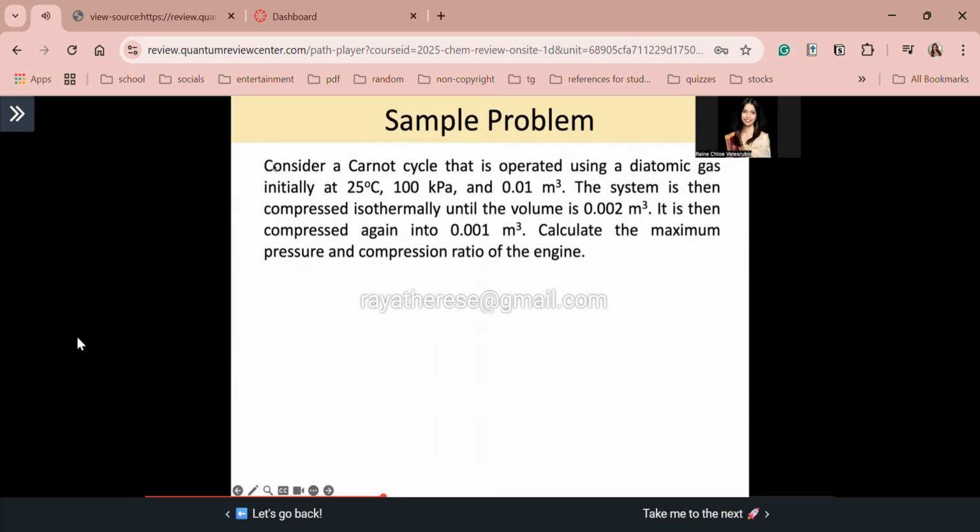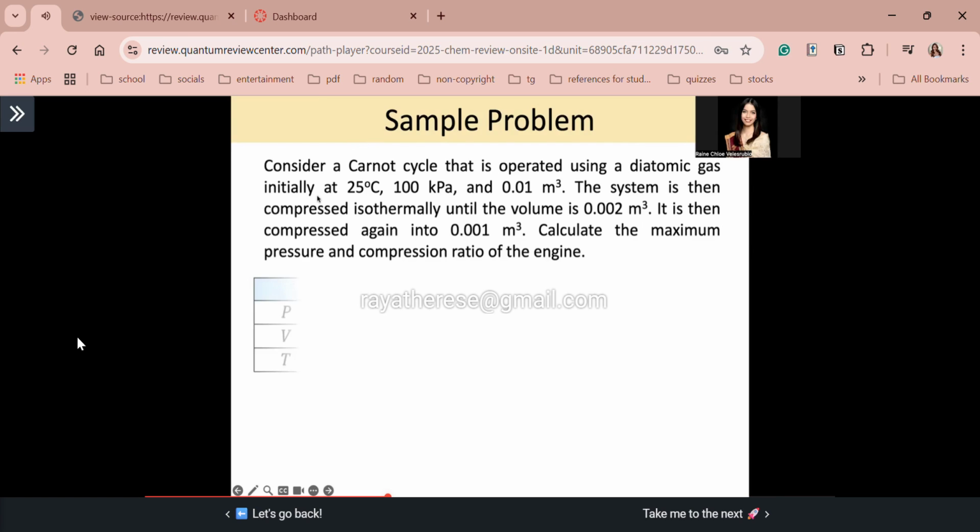Okay, so of course, we have a sample problem. So guys, sabayan nyo lang ako, okay? Consider a Carnot cycle that is operated using a diatomic gas, initially at 25 degrees Celsius, 100 kilopascal, and 0.01 cubic meters. The system is then compressed isothermally. So isothermal compression, yung first step, yun yung number 1 nyo. Okay? Until the volume is 0.002 cubic meters. It is then compressed again into 0.001 cubic meters.